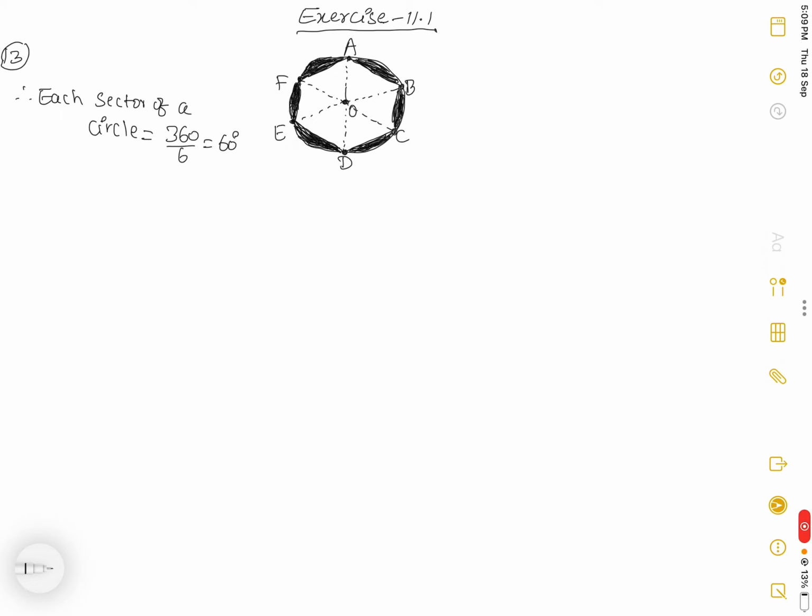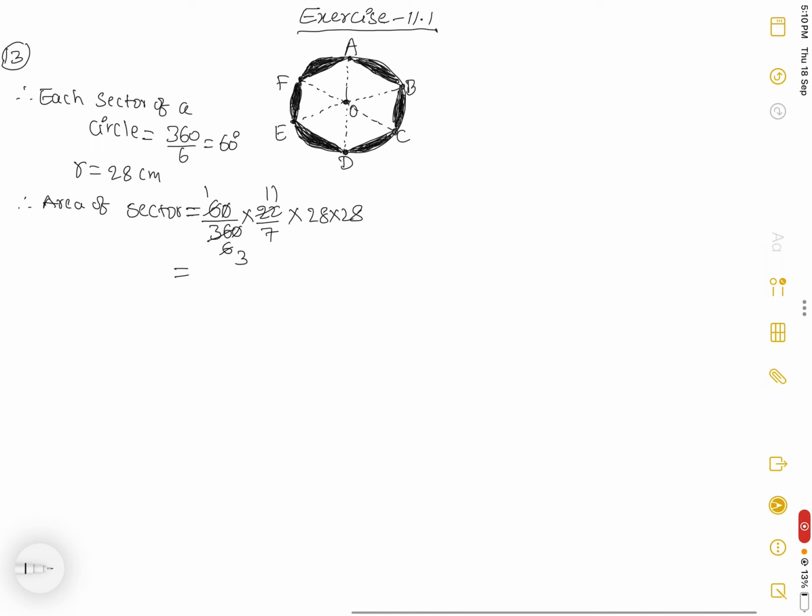In this problem, the radius is given as 28 centimeters. Therefore, the area of one sector equals, you know the formula, theta by 360 into pi r square. Theta means 60 by 360 into pi value 22 by 7 into r square, that means 28 into 28. Zeros cancel, 6 ones are 6, 2 tables, 2 threes, 2 elevens.